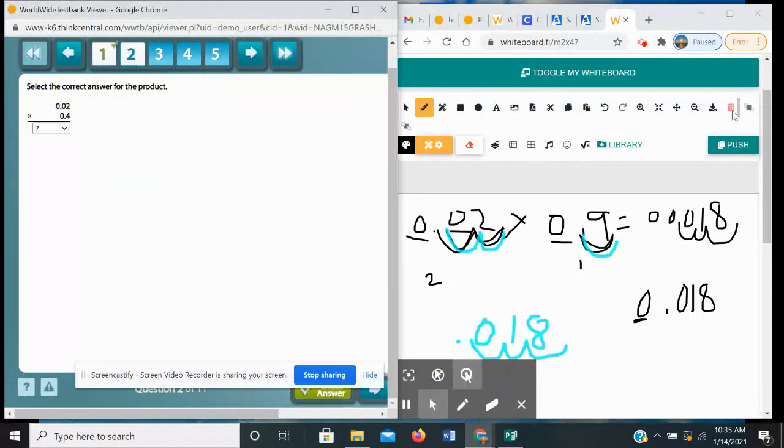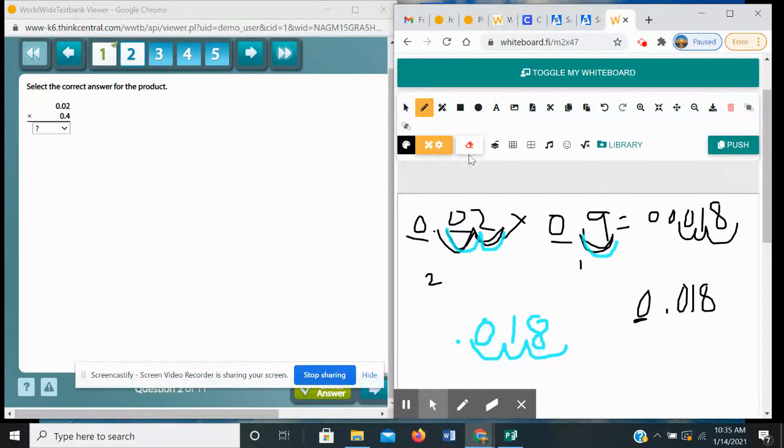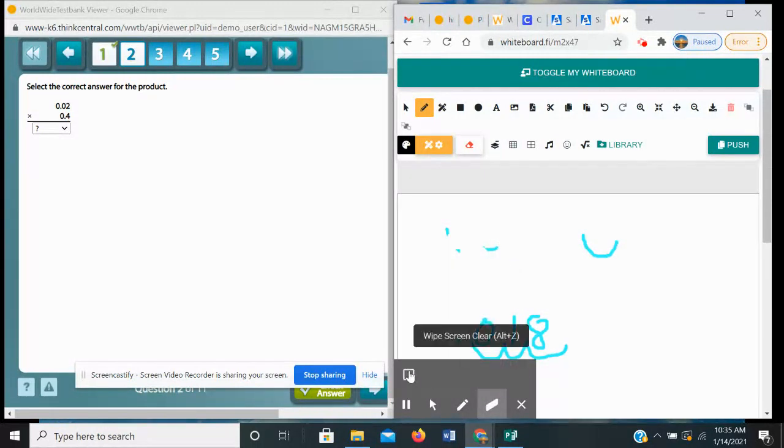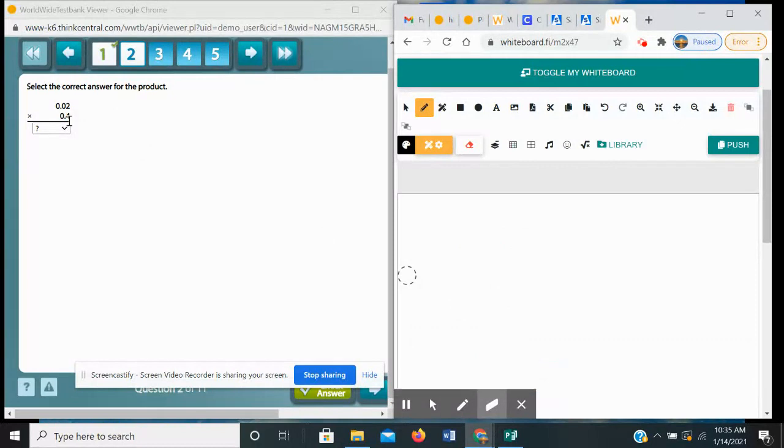So you're going to do that for the next one. You will see here again, it has zeros in the numbers, the digits you're multiplying. This is 200 by 4/10. I see my basic fact of 2 and 4. So that's what I'm going to multiply first.